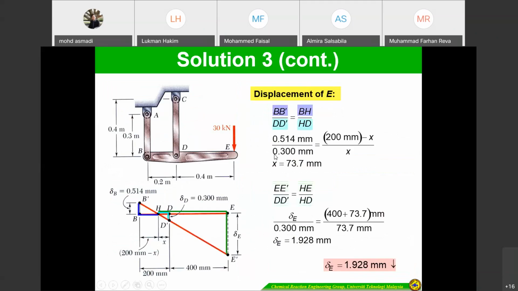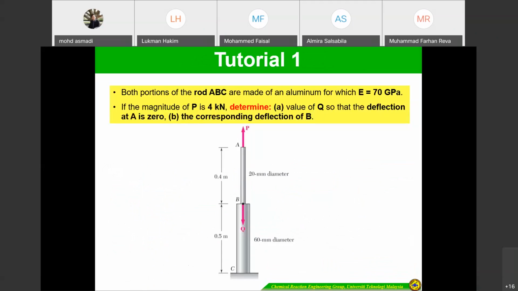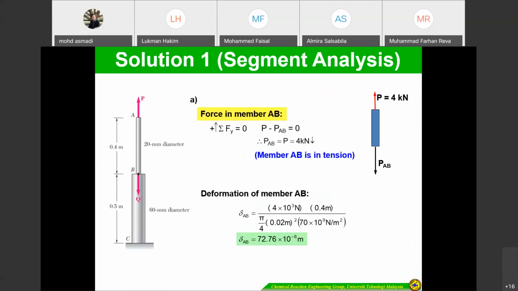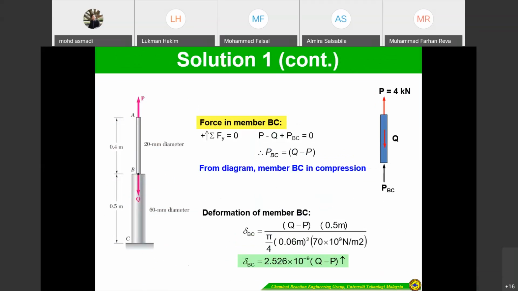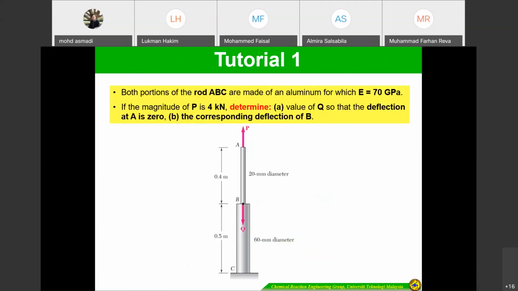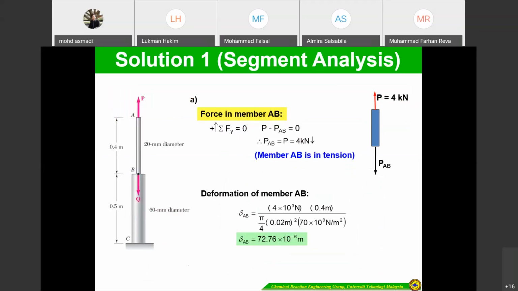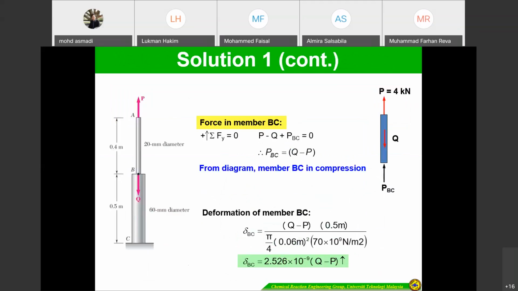I would just like to highlight the tutorials. For the first tutorial, it's almost similar. You have to read how to find the deformation for delta AB as well as BC. This one is direct, you don't have to do the trigonometry. It's similar to example one and example two. You have to cut at any section between AB and BC, so that you can get the deformation for AB and BC, and then the total deformation.